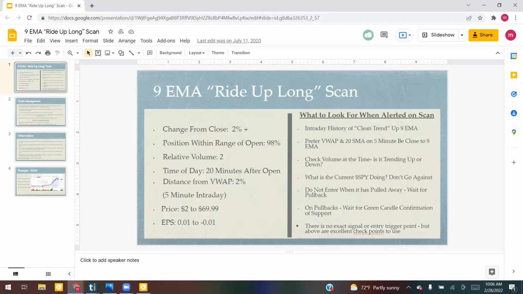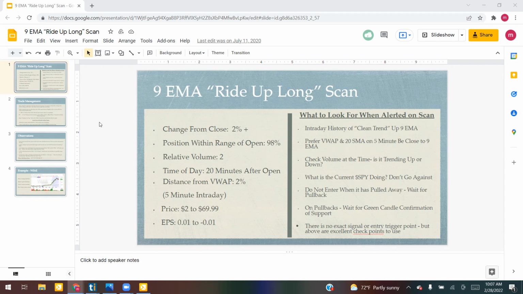I bet many in our trading room did not know that the 9 EMA scan only alerts to stocks that are up and down 2% or more on the day. Why is that? Well, one, it backtests to that, right? And probably why does it backtest well to that? We're looking for trending stocks. Position within range of the open, 98%. So we want to see stocks that are trending right away at the open.